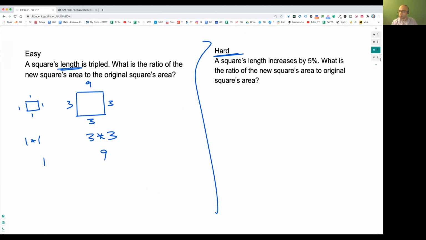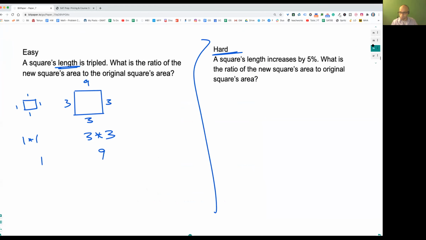Okay, so try to focus here. All right, so a square's length is increased by 5%, so 1.05 is the new length, right? The old length is 1 and the new length is going to be 1.05. Remember, the first one is 1 and then it's 1.05, increased by 5%. So the area of this square is just going to be 1 squared, and the area of this one is going to be 1.05 squared.